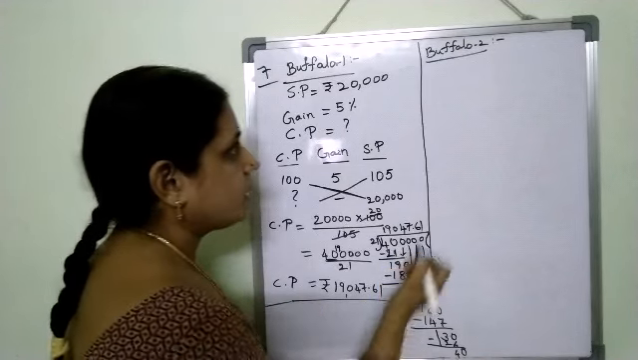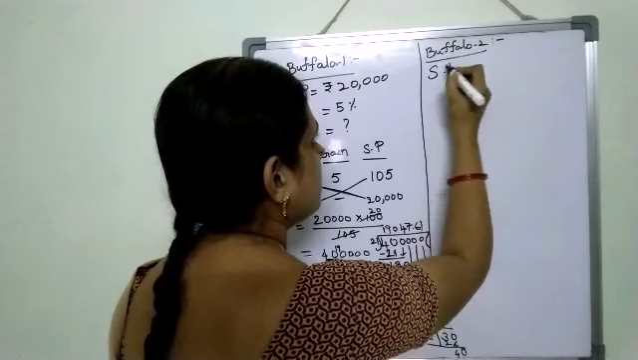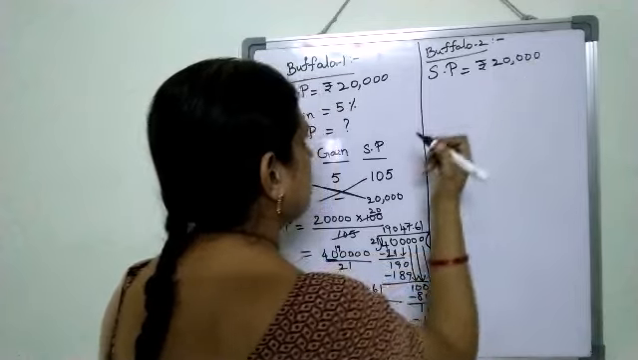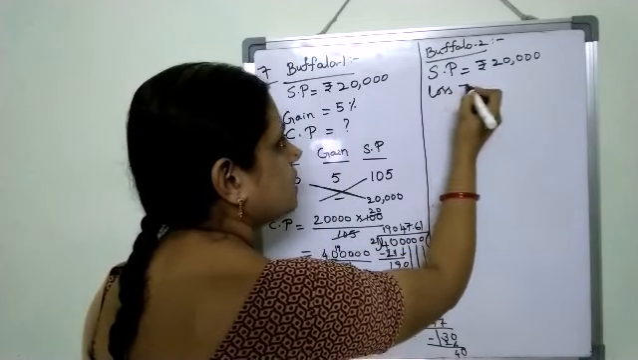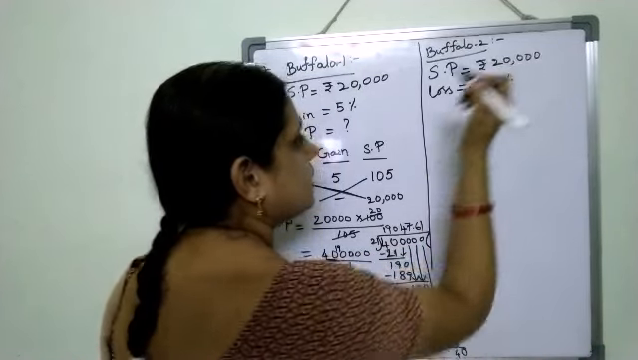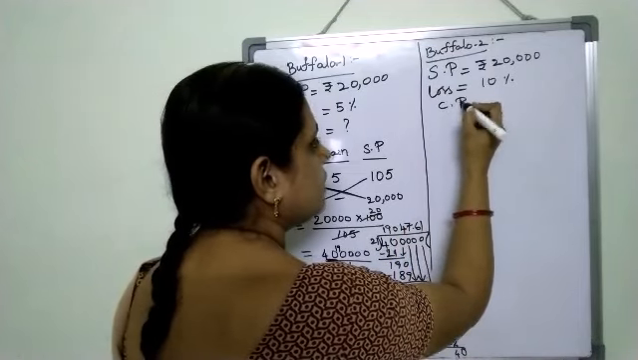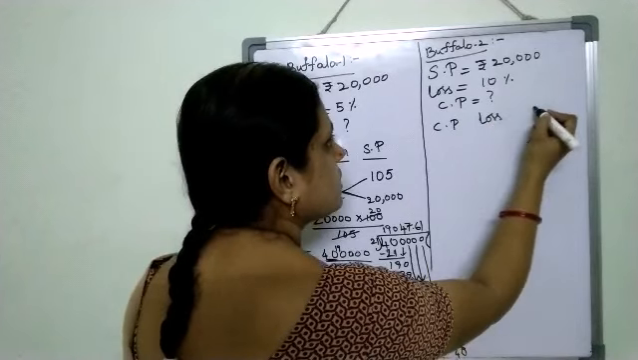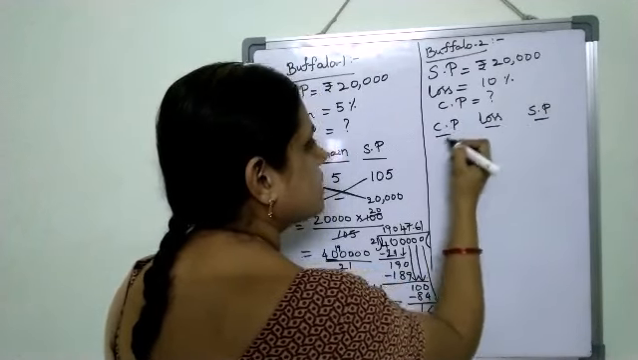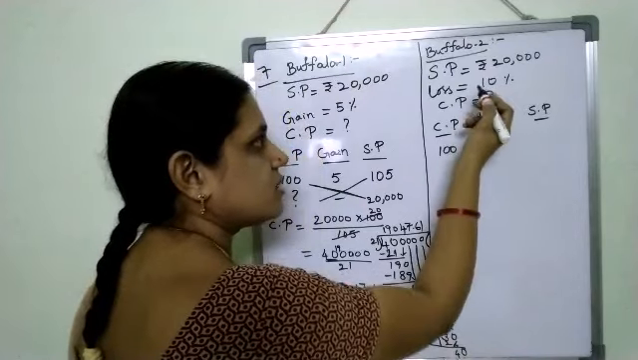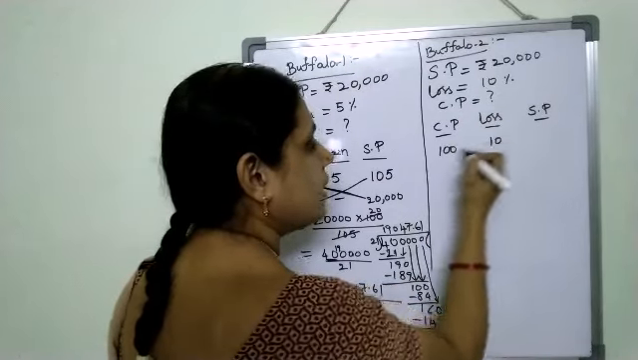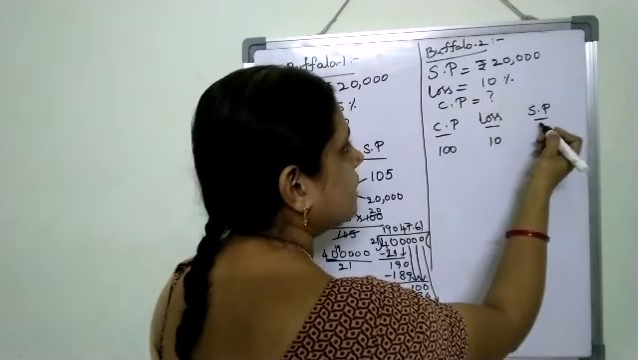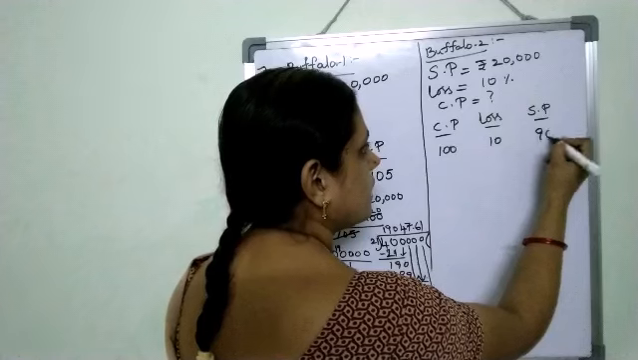Next, the buffalo 2. Here also the SP is the same. The two buffaloes' SP is the same, 20,000 rupees. But here loss is there. What is the loss percent given in the question? That is 10. Now here also we need to calculate CP, with the same method. CP is 100 rupees since the loss percentage is given, and if 100 rupees is the CP, then the loss is 10 rupees. Then what is SP? 100 minus 10, that is 90 rupees.